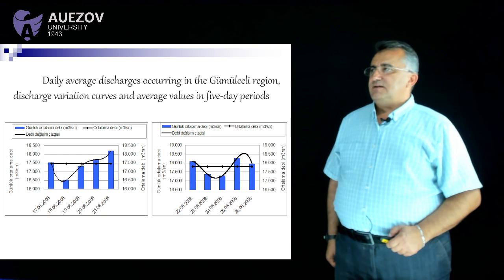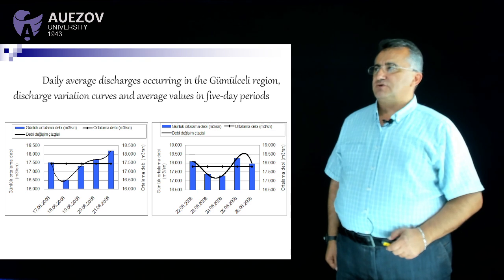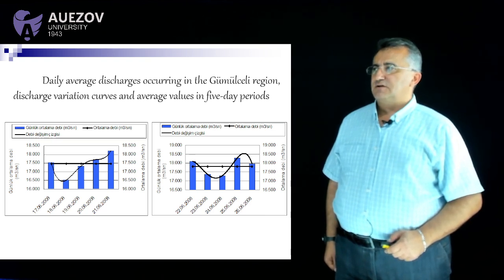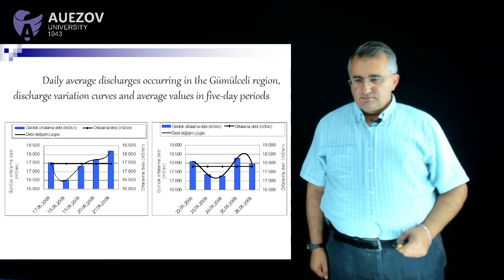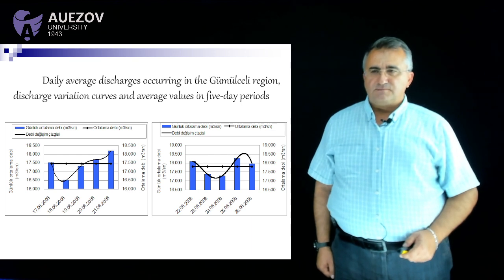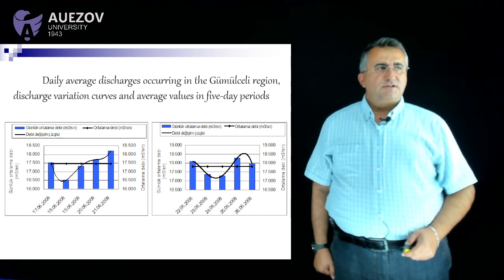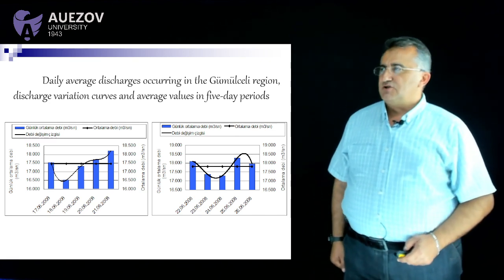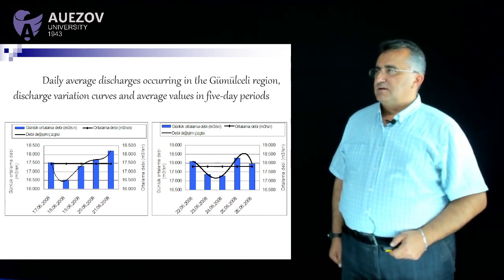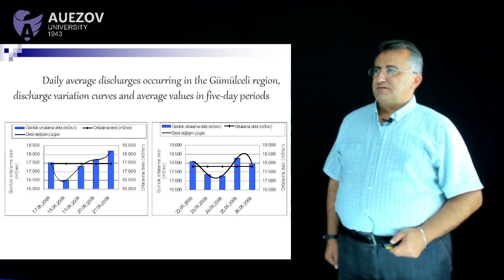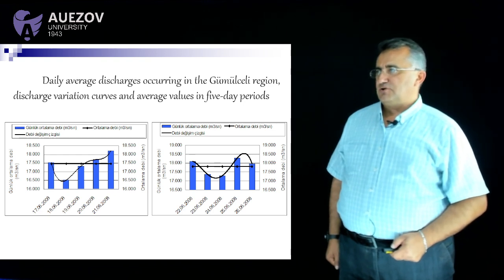Here we can see daily average discharge occurring in the Gümülceli region, discharge variation curves, and average values in 5-day periods. The flow data in canals are obtained in 2 hours intervals during the investigation. Here we can see the differences of the flow measurements.